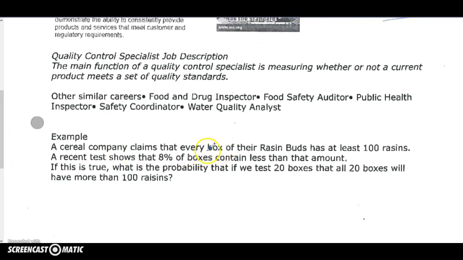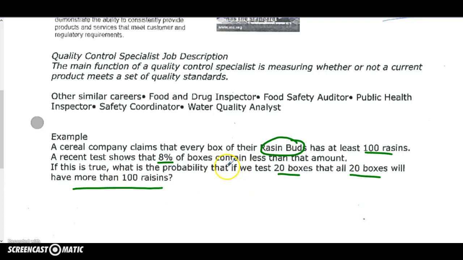So Circumdy claims that every box of their raisin buds has at least 100 raisins. I don't want to say Raisin Brand because I don't want to get sued. A recent test shows that 8% of boxes contain less than that amount. Oh, that's sad. If this is true, what is the probability that if we test 20 boxes, all 20 boxes will have more than 100 raisins?